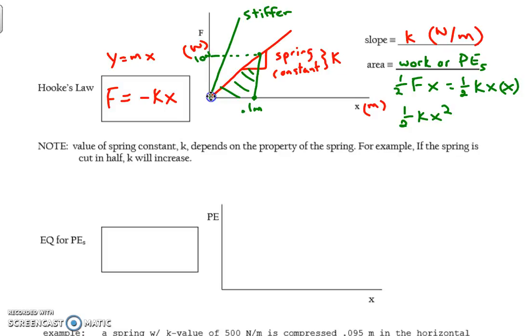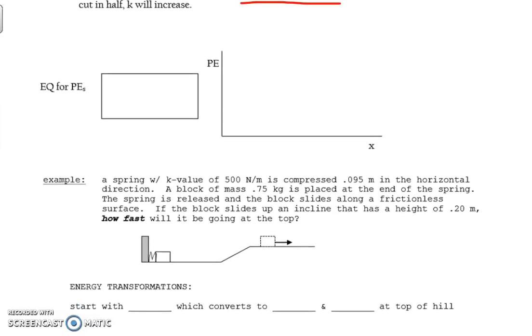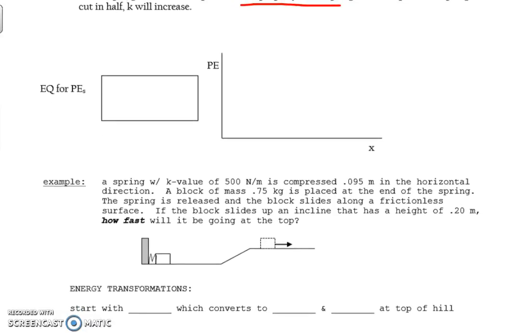Okay, so I've already said that the spring constant depends on the property of the spring. We can see that in the slope. All right, so if we just derive the elastic potential energy equation from above as 1/2 kx squared. Okay, and note that the potential energy goes by the square of the distance you stretch or compress it.